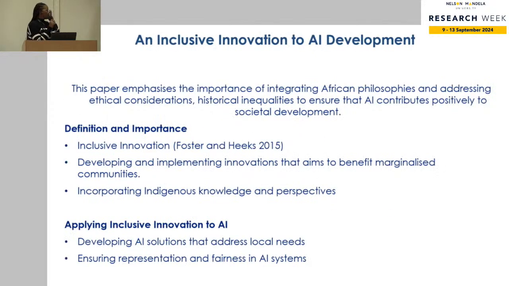Okay, so the first theoretical orientation that we used in the paper was trying to look at AI development by looking at it through inclusive innovation. And by inclusive innovation, we use the definition used by Foster and Rees, which is developing and implementing innovations that aim to benefit marginalized communities. And this meant that any AI development had to incorporate communities, and it should not just segregate certain communities, but rather bring about a community of knowledge creation. The other point on inclusivity was that developing AI solutions had to respond to local needs. It shouldn't be just about making things faster, like rapid adaptation of things, but about whether there is a local need for a specific community.